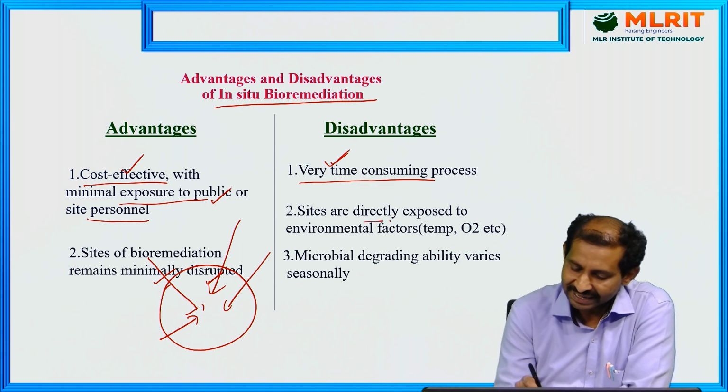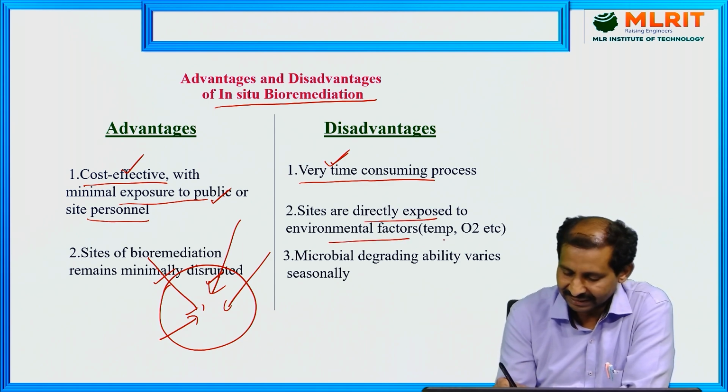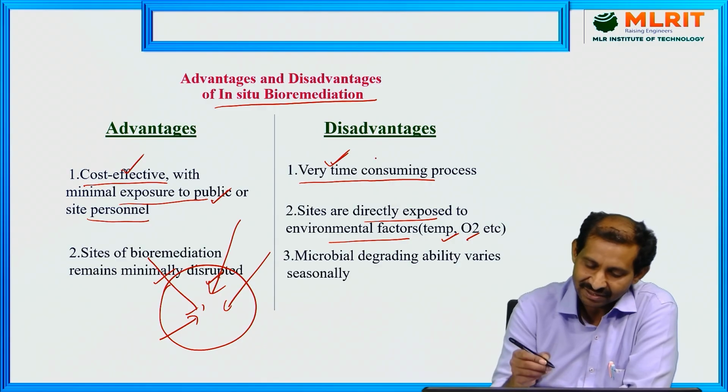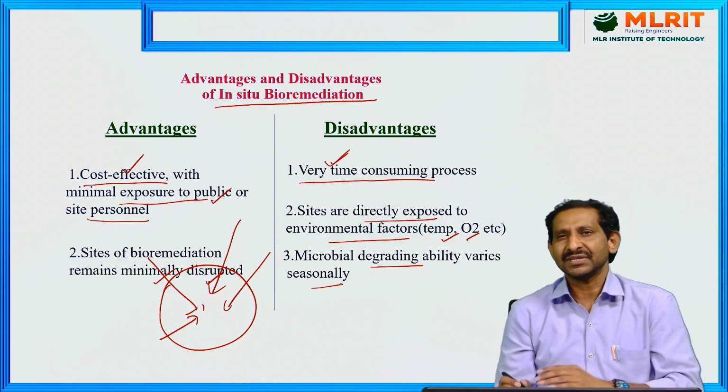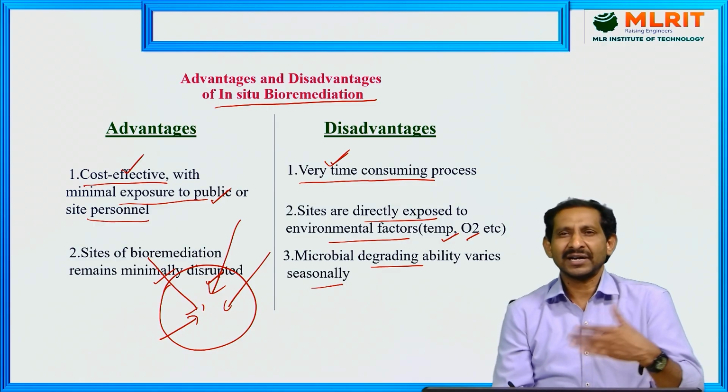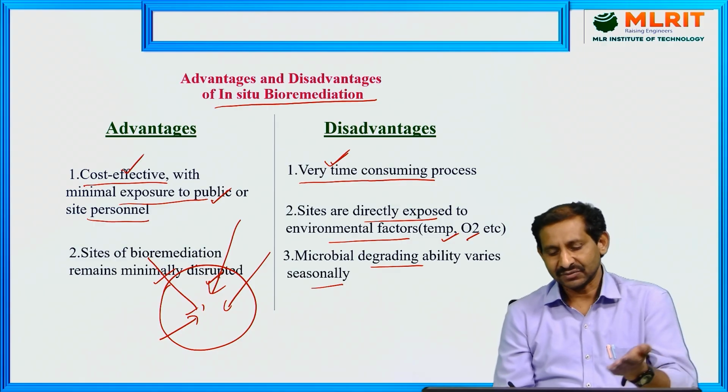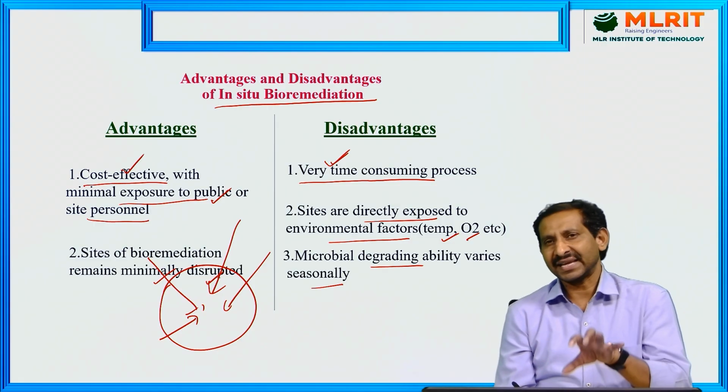The sites are directly exposed to environmental factors like temperature and oxygen. That's why it takes more time. Microbial degrading ability varies seasonally. When the seasons change, the same microbes do not degrade in that place. That's why it changes seasonally, because of the environmental factors.